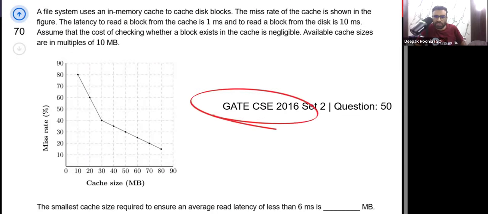Let's solve this GATE CSE 2016 question. A file system uses in-memory cache for cache disk blocks.